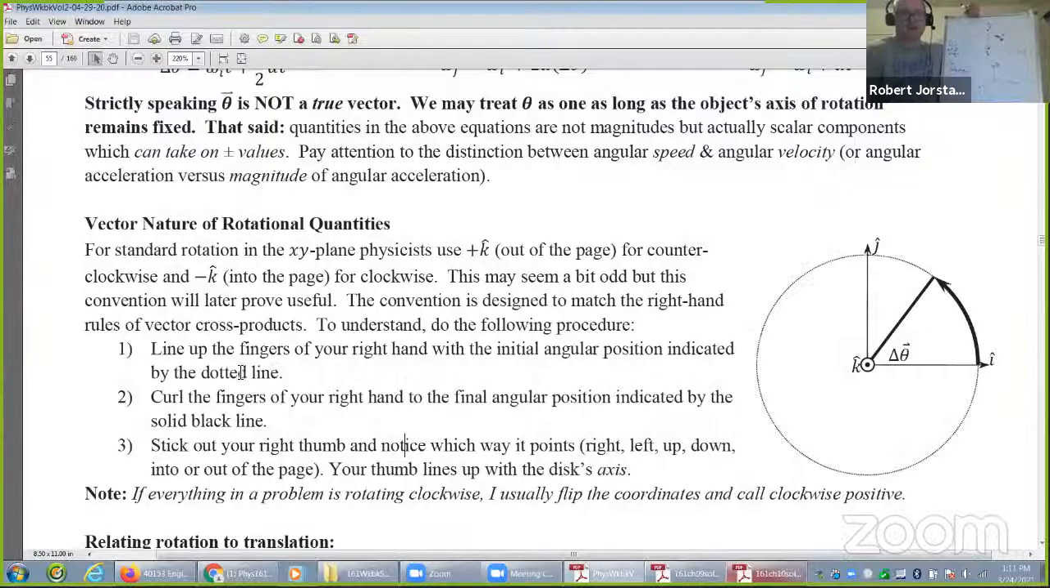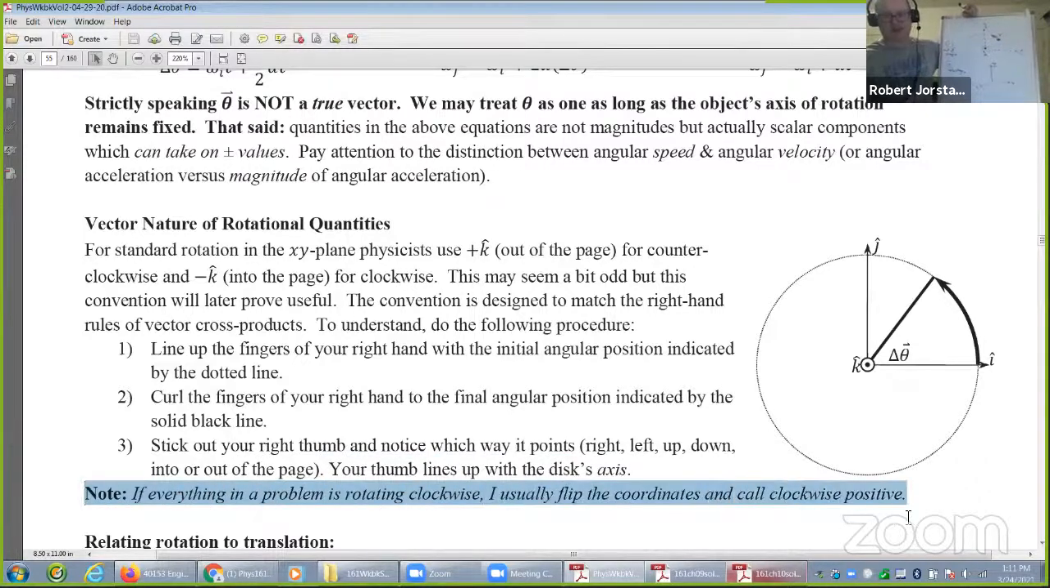All right. So here's the rule that I just did. Line up the fingers with the disk, curl your fingers in the direction that it's moving. Stick out your thumb, and your thumb lines up with the disk's axis. And then watch out. You know, physicists, they can't do math. They have to just flip the coordinates.